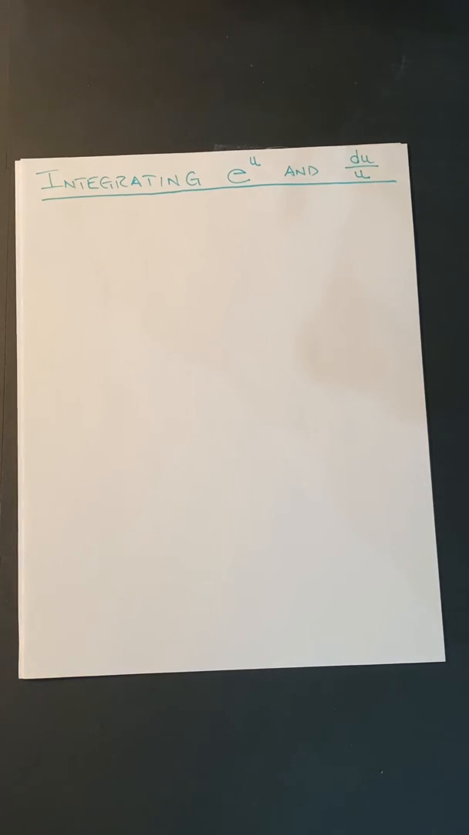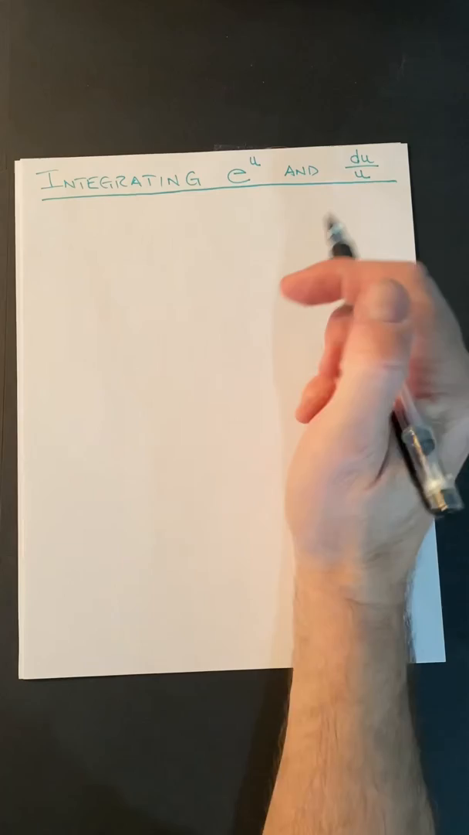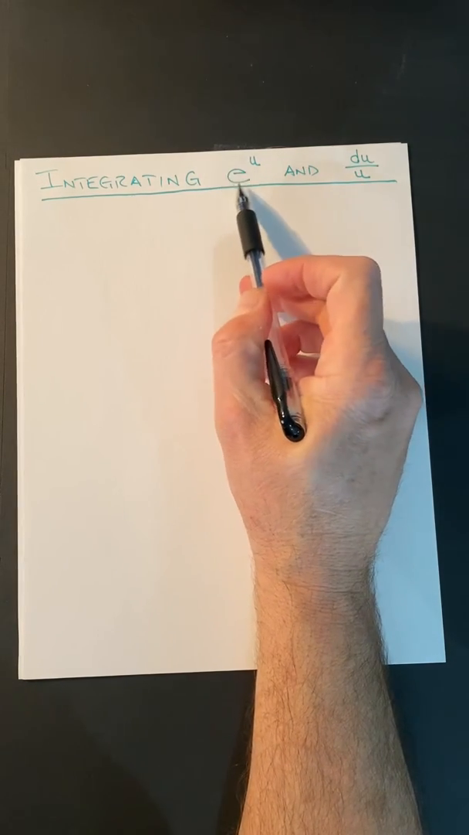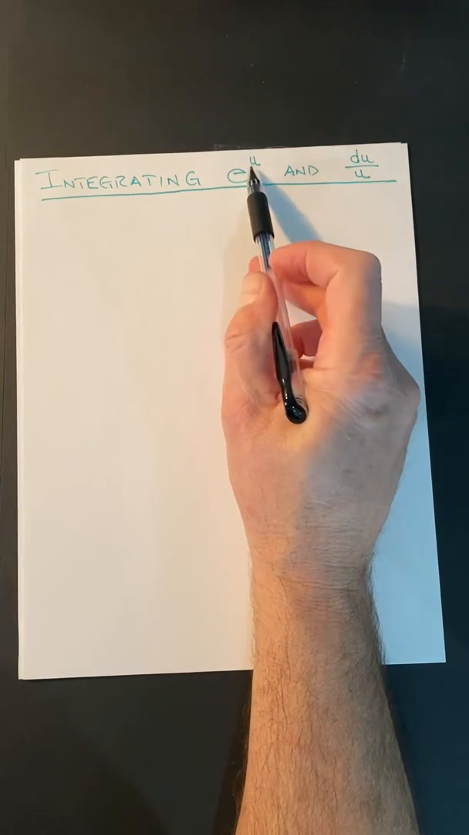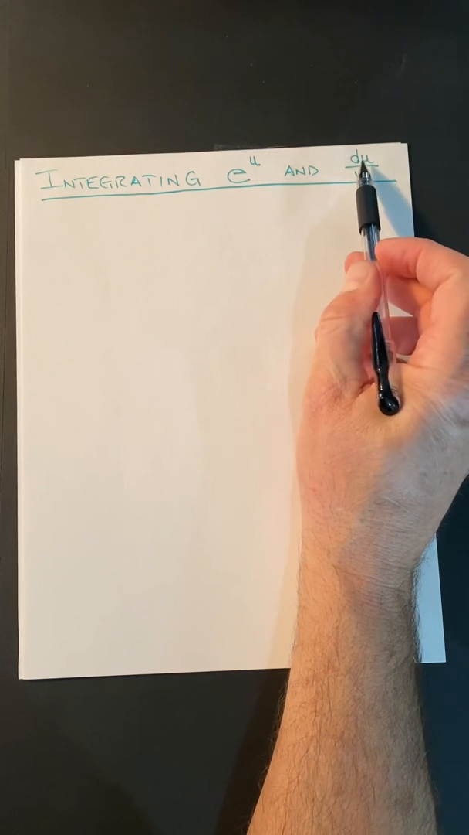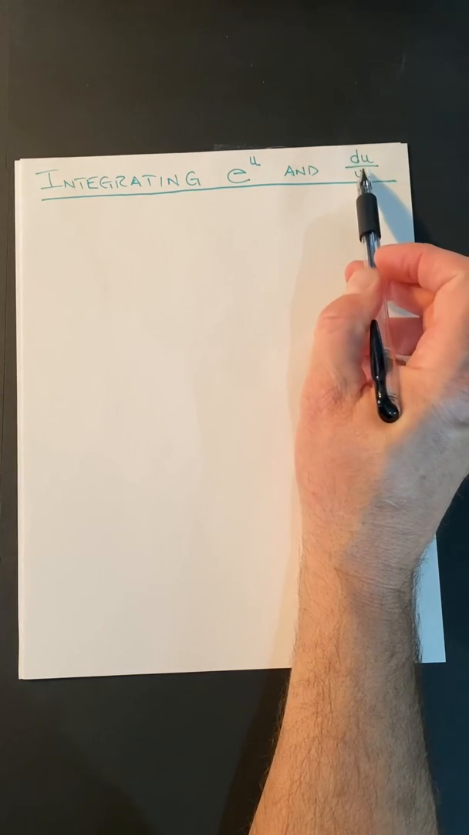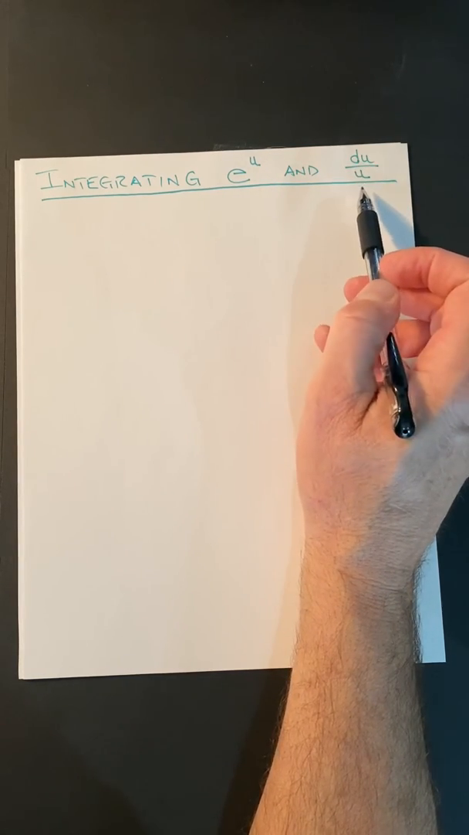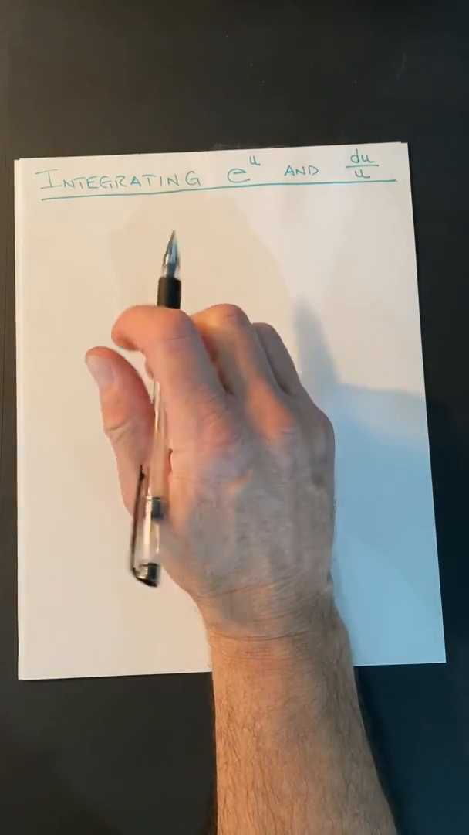Hello everybody. So today we're going to continue our discussion on integration by substitution, and we're going to deal with problems where we have the natural number e raised to u and problems where the actual derivative of u is over u and how we handle those, okay?